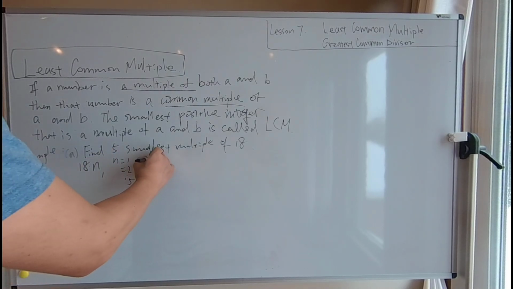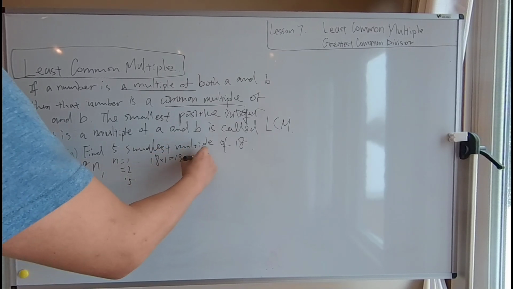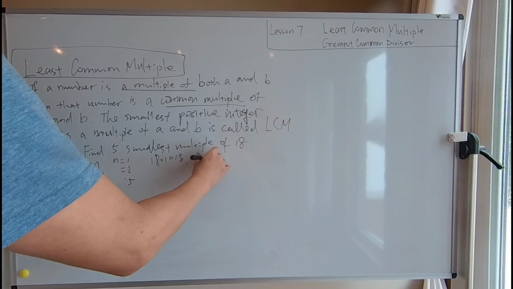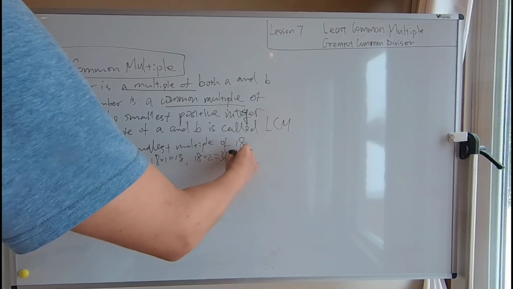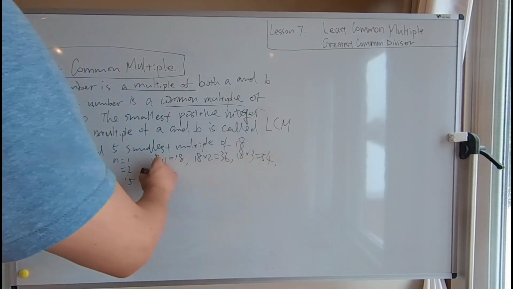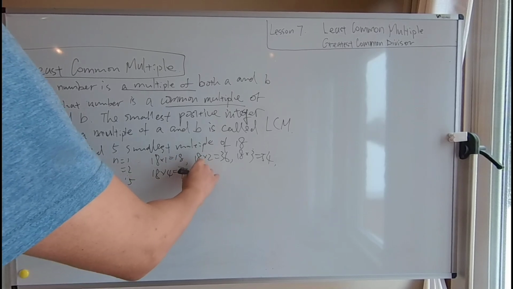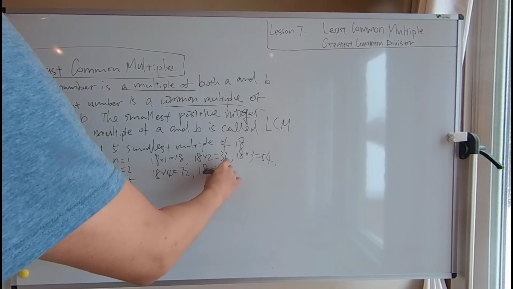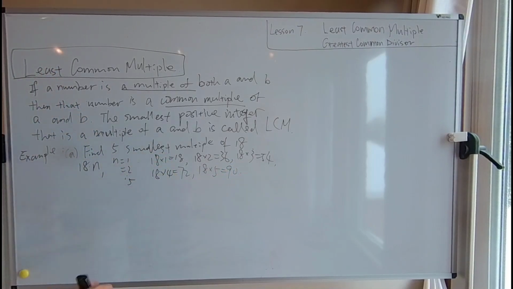So that will be 18 times 1, which is 18. 18 times 2, which is 36. 18 times 3, which is 54. 18 times 4, which is 72. 18 times 5, which is 90. Okay, so this is how we find the first 5 smallest multiples of a given number, which in this example is 18.